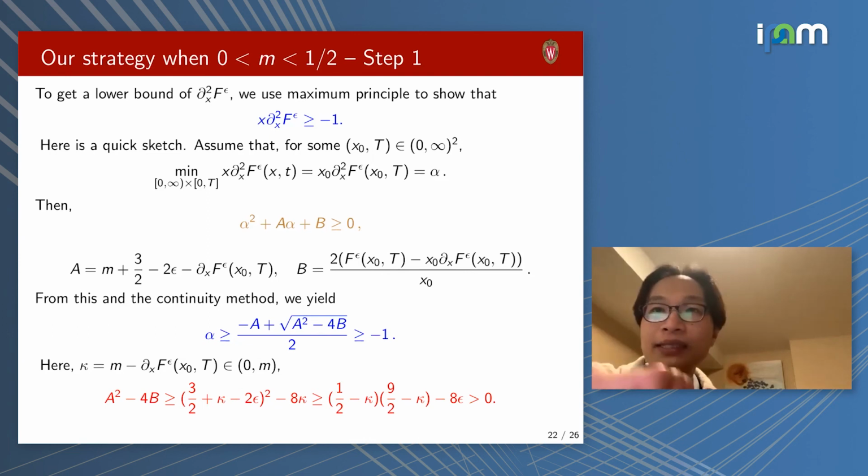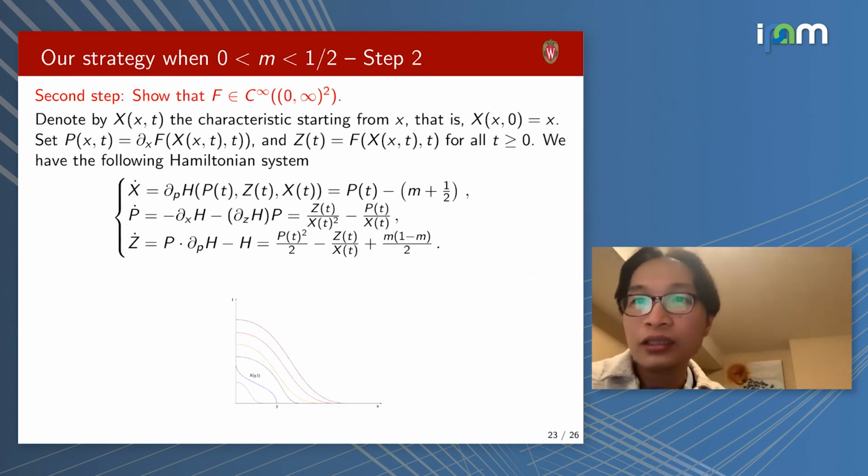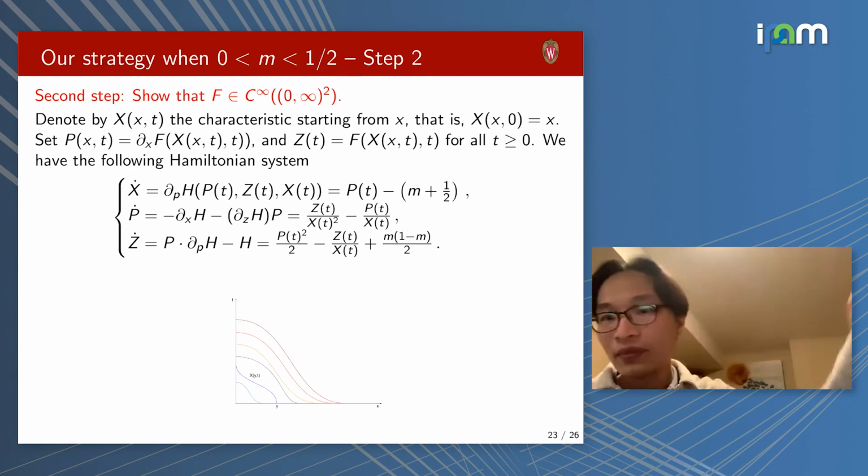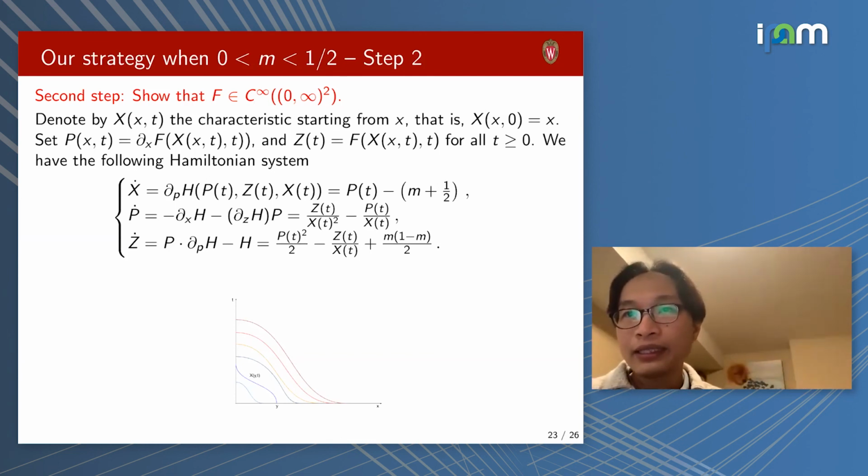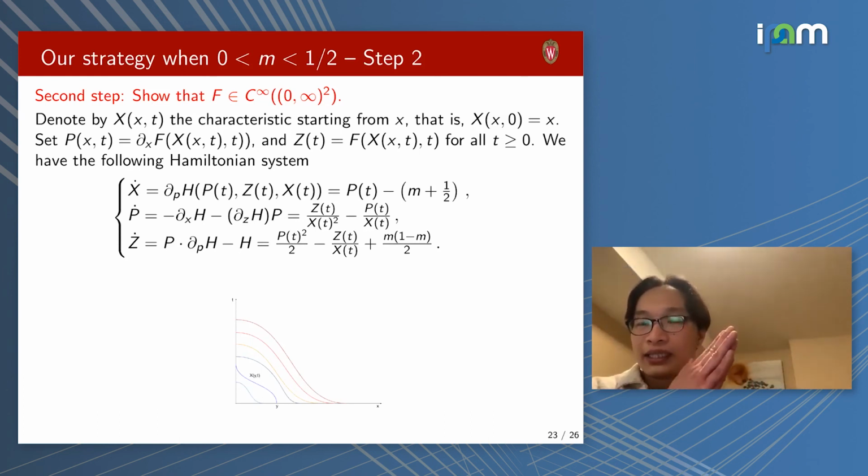And the next step is not hard. The next step is going from C^{1,1} to C^∞. This is just by using the Hamiltonian system. We write out the Hamiltonian dynamics here. And you can see that because u is C^{1,1}, of course, characteristics cannot cross each other.